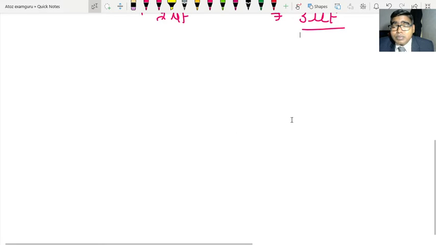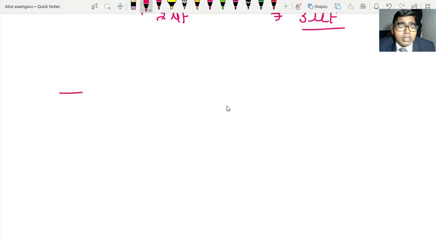Take another case in the same question. Suppose all these three capacitances are connected like this.